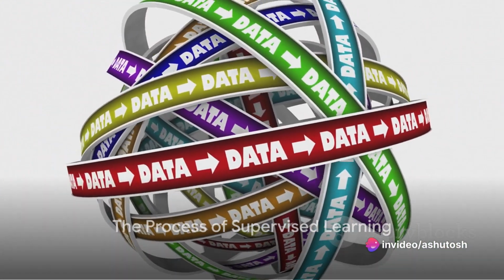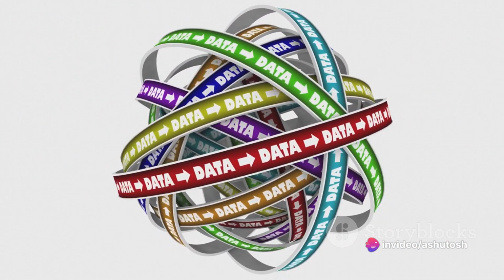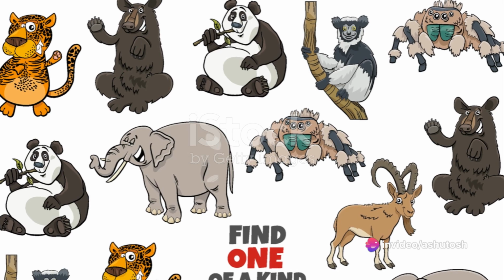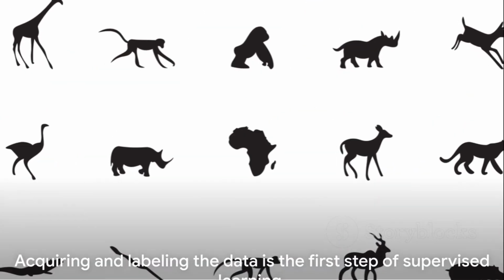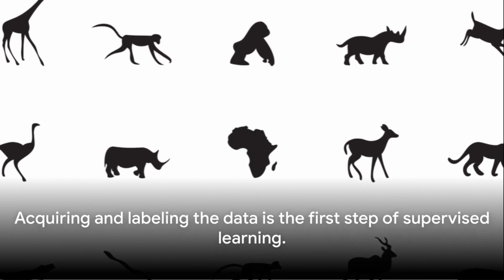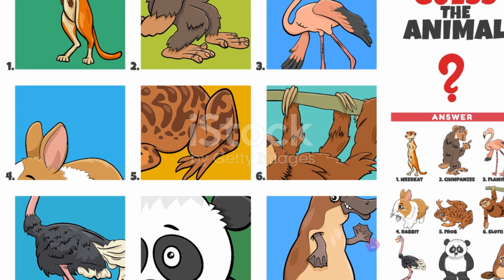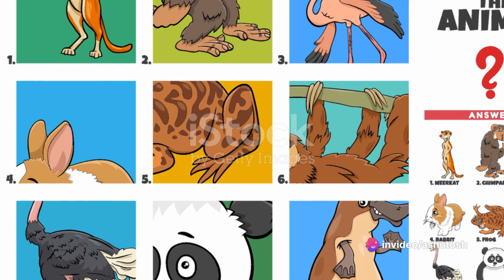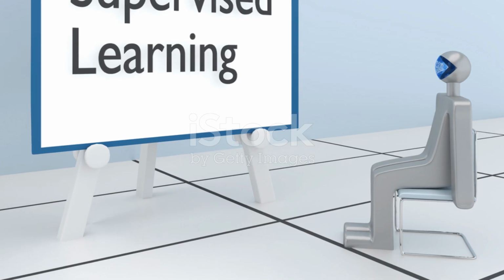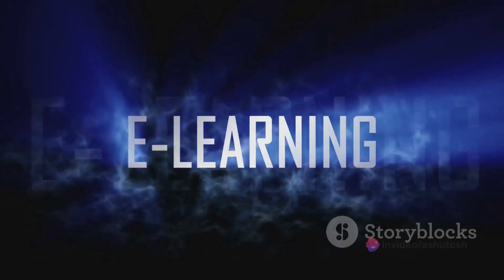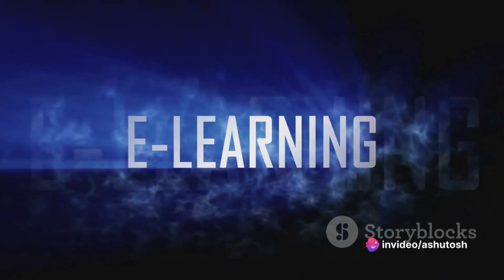It all starts with data, specifically labeled data. In our animal example, the labeled data would be the pictures of animals with their names. This is the first step of supervised learning, acquiring and labeling the data. Next, the algorithm processes this labeled data. It identifies patterns and relationships between the input, which is the picture of the animal, and the output, which is the animal's name. This is the learning phase, where the algorithm builds a model based on the patterns it has found.